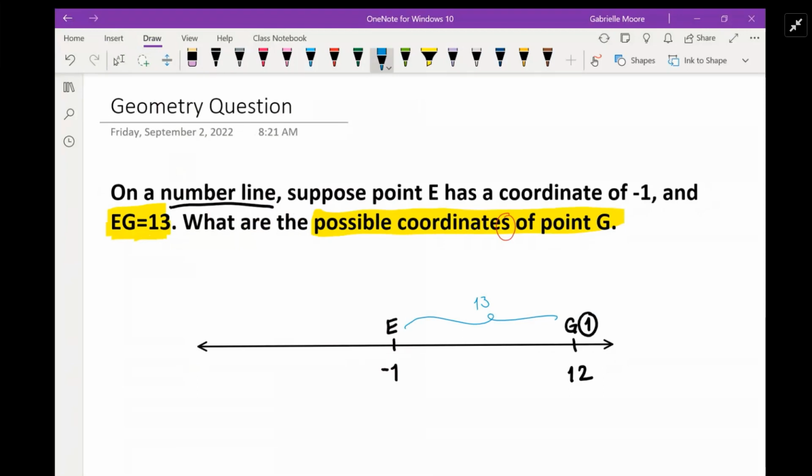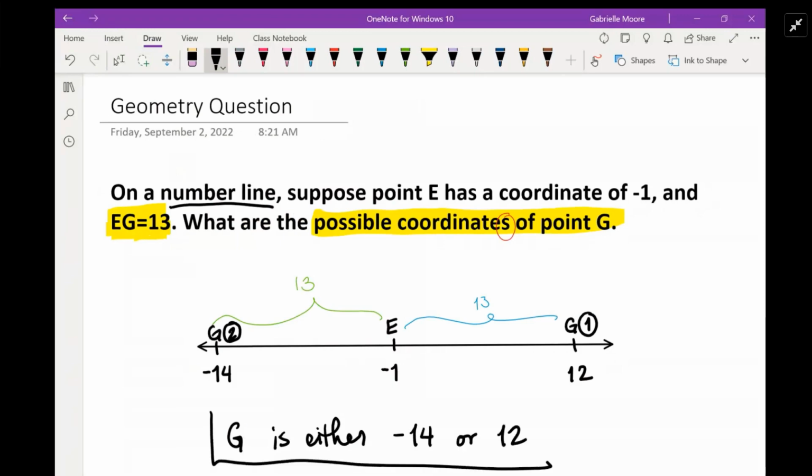However, it could be shown to the left, still with the same measure of 13. So that means at that point, G, the second possibility, could be -14. So all we're doing here is either adding 13 to point E, where it's -1, or we're subtracting 13 from -1, and we're going to get these two possible coordinates for G. So G is either -14 or 12. These are our two options.